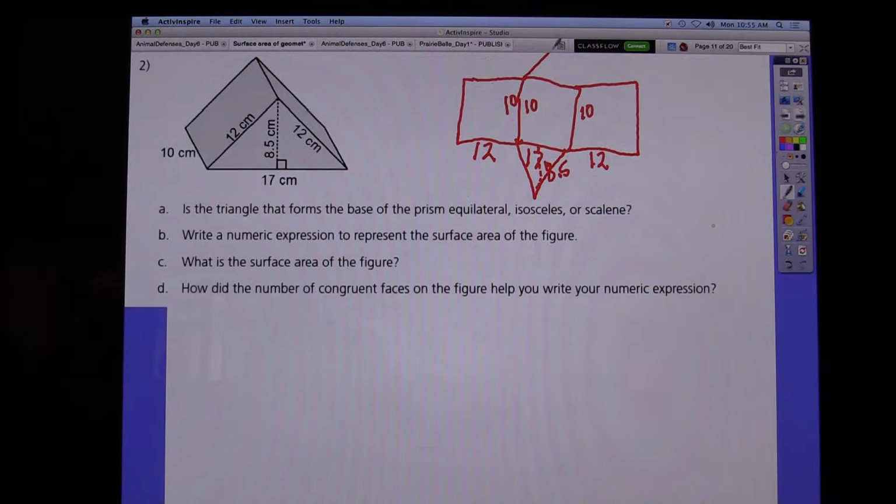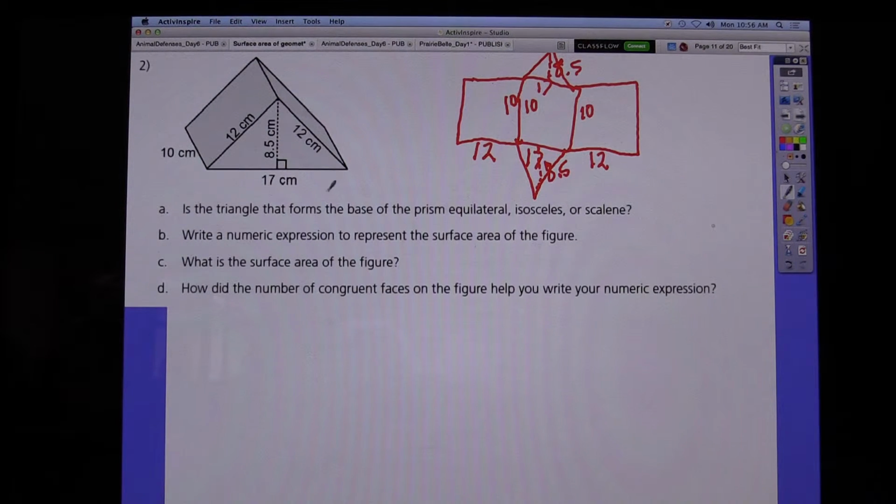And I'm going to go ahead and put another equilateral triangle here because it's the one in the back. Not equilateral, I'm sorry, isosceles. It's not equilateral because this base is 17 and the sides are 12 and 12, so it's isosceles. And the height is just like this one here, 8.5 centimeters.